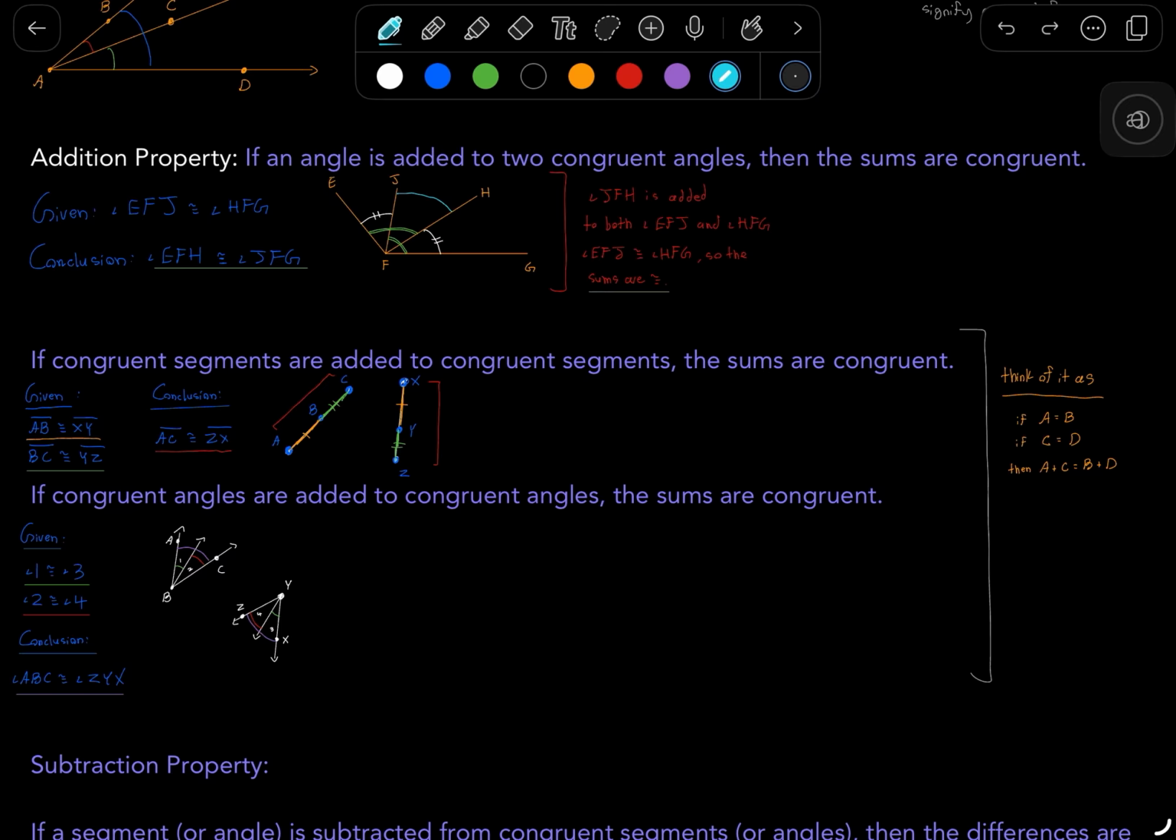Moving on from that, there's another variation of the addition property: if congruent segments are added to congruent segments, the sums are congruent. And of course, that's true for angles. Now, this one might be initially confusing, but I'll try to explain it both visually and mathematically.